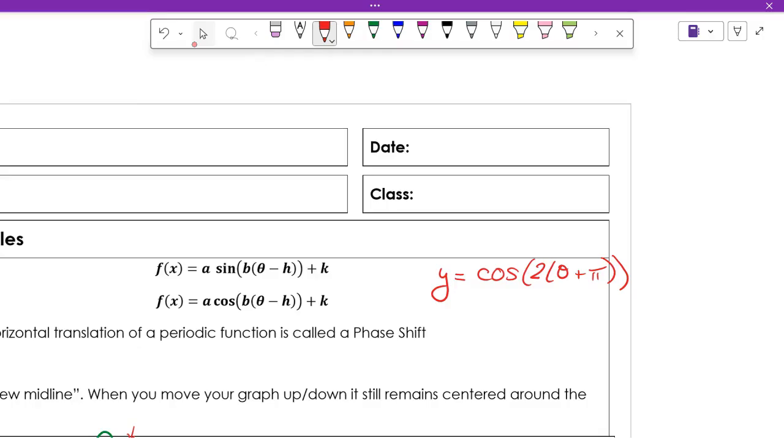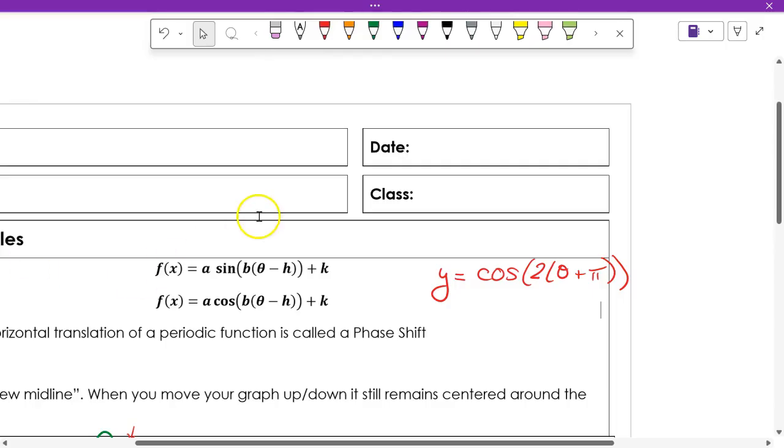So I should be able to look at this and say, oh, well, that's taking the function cosine 2 theta and I'm shifting it to the left pi. I do the opposite of what I see in there, right? Well, that's just kind of an example of what phase shift would be. You just are shifting the graph left or right.